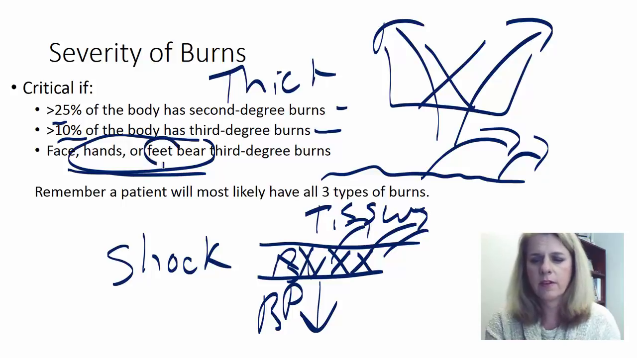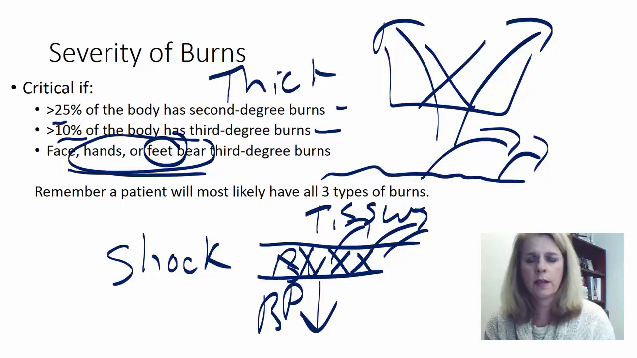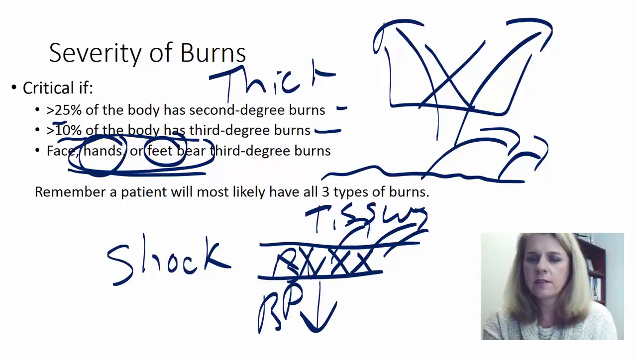So that's one reason the feet are so important. You want to try to heal that as quickly as possible so they don't lose their ability to walk. Same thing with the hands. We all use our hands. We need them to write and type and for daily living and to feed ourselves, so hands are critical. And, of course, the face, that should be obvious.